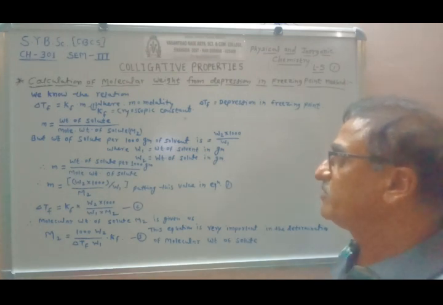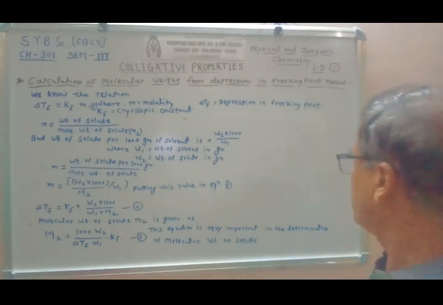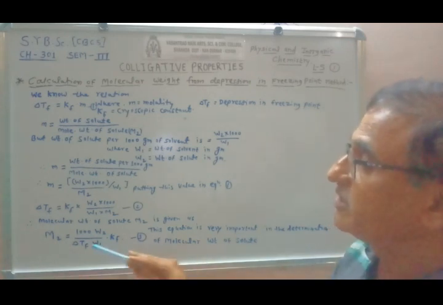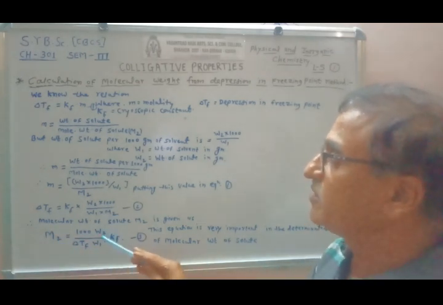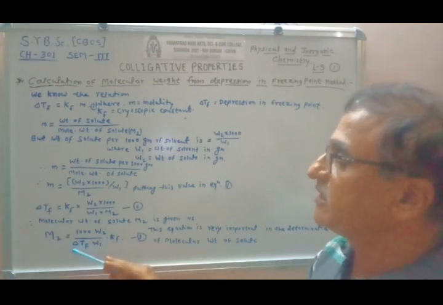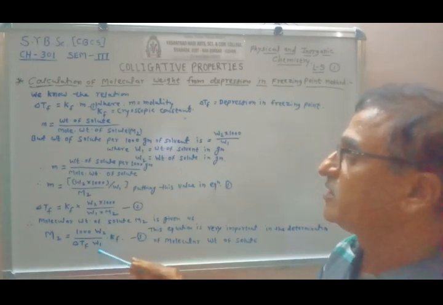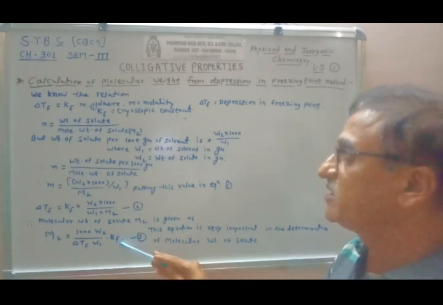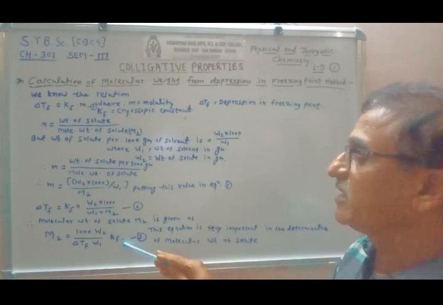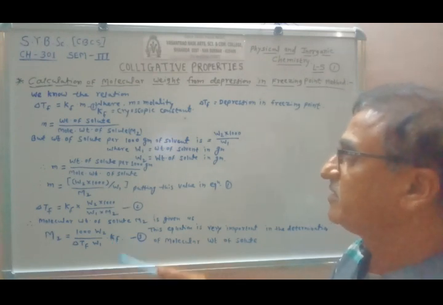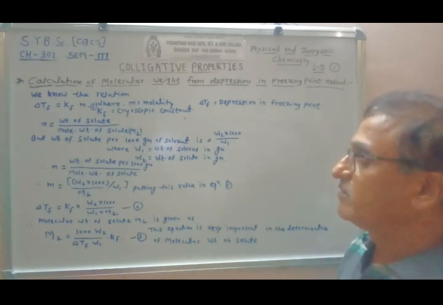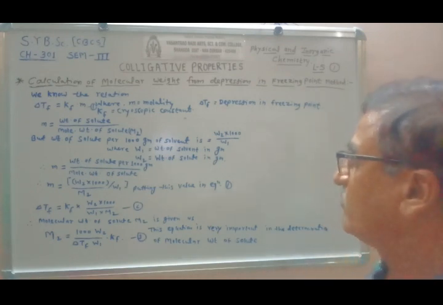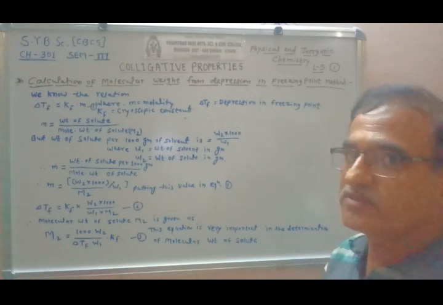This equation is very important for the determination of molecular weight of solute. Here M2 is the molecular weight of solute, W2 is the weight of solute, delta Tf is the depression in freezing point, W1 is the weight of solvent, and Kf is the cryoscopic constant, or we can say the molar depression constant. In this way we can calculate the molecular weight of solute from this equation.